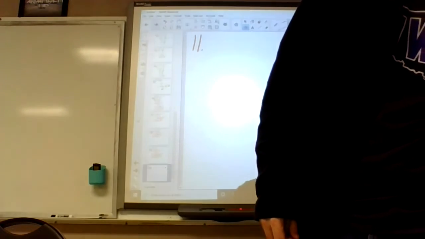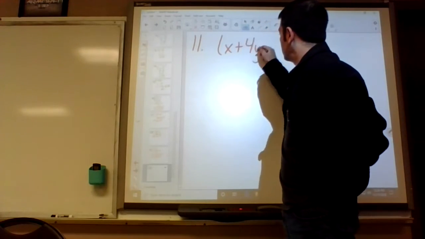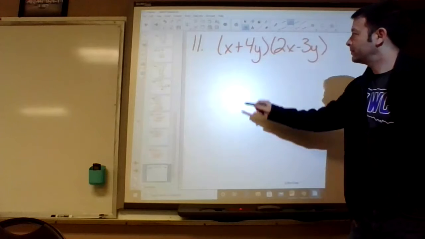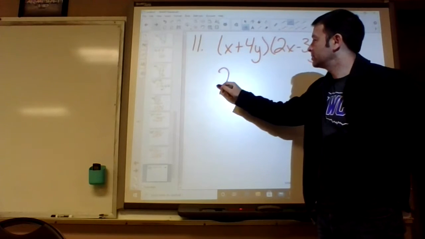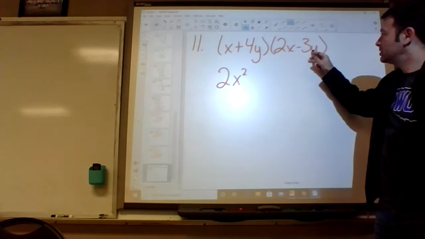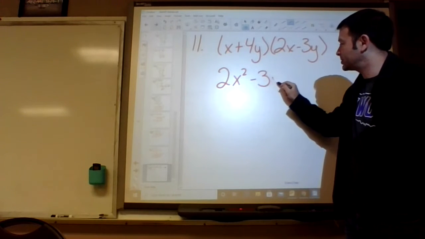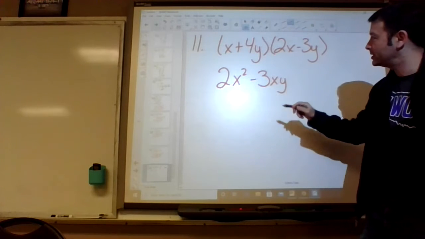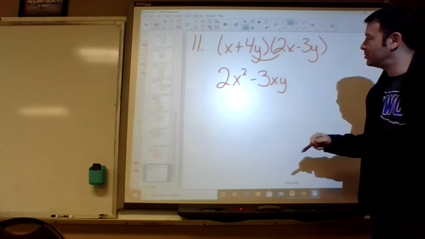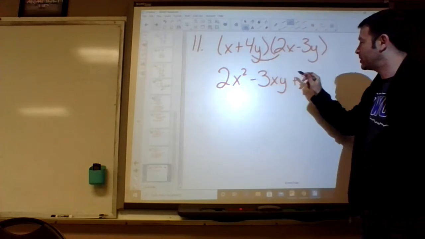Okay, number 11, (x + 4y)(2x - 3y). Okay, first, x times 2x, 2x squared. Outside, x times negative 3y. I'm going to put the x in front of the y. You don't have to, but it's just easy if they all look the same. And then the inside is 4 times 2 is 8 times y times x, or times x times y.